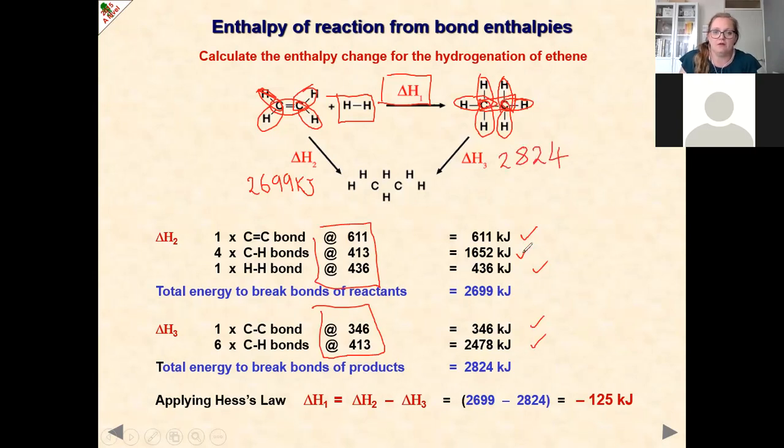And so the total energy to break the bonds of these products would be 2,824. To work out delta H1, we do delta H2 minus delta H3. So 2,699 take away 2,824 would give us minus 125 kilojoules. We've got a negative enthalpy change, which means we've got an exothermic reaction.